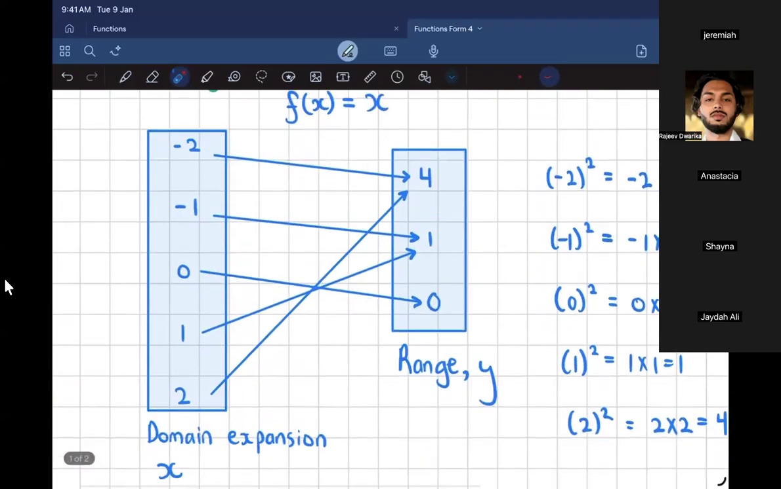Okay, Yvonne, do you understand what I say? Be honest with me. Tell me if you understand what I'm saying. So in this example here is a function, right? So 2 and -2 could only give me 4. It can't give me anything else, right?